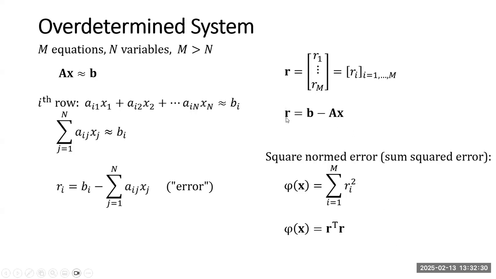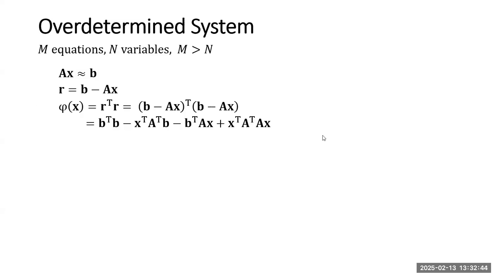So this is the error vector, also called the residual. That's another term. This is the residual vector. We want to minimize r transpose r, which is the same thing as the squared L2 norm. So r is this. This is what we want to minimize. r transpose r is our objective function to minimize, which, since r is b minus Ax, we have this expression for r transpose r, phi of x.